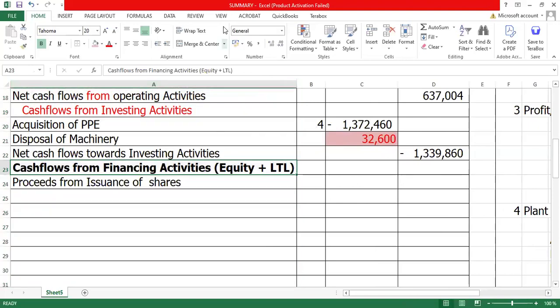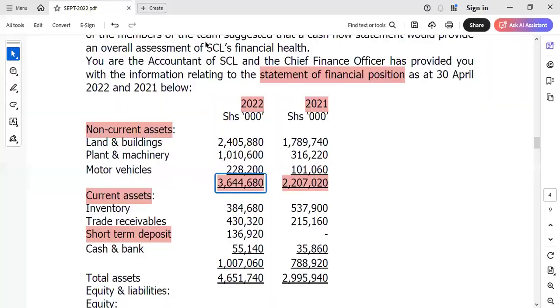So go to your equity. Can you hear me? Confirm. I see my network breaking. Confirm whether you can hear me. Yes, we can hear you.